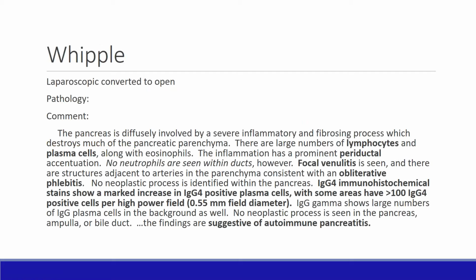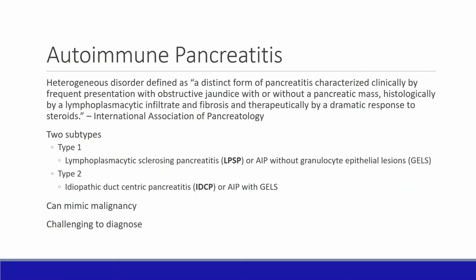But this patient, the pathology demonstrated a severe inflammatory and fibrosing process, destroying much of the parenchyma, large numbers of lymphocytes and plasma cells with eosinophils, prominent periductal accentuation without neutrophils within the ducts, focal venulitis, and obliterative phlebitis, no neoplastic process, and there was a marked increase in the IgG4 positive plasma cells, with some areas more than 100 IgG4 positive cells per high power field. This had an extensive interdisciplinary review, multiple pathologists reviewed, and felt that this was suggestive of autoimmune pancreatitis.